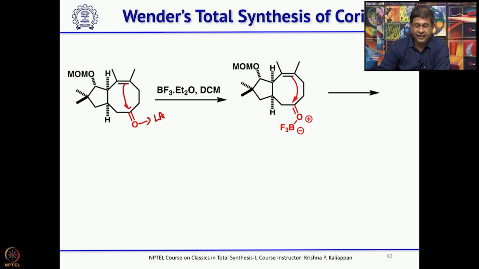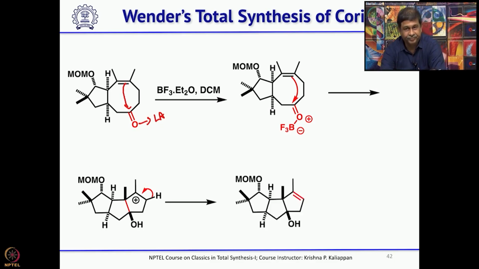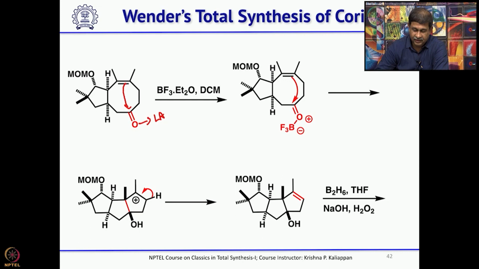followed by elimination. So, when the double bond comes here, you will have a carbocation, and that carbocation will lose a proton and you will get this. Now you have got the linear triquinane. A few more functional group transformations should be done. What are the functional group transformations? Again you have to do hydroboration oxidation.